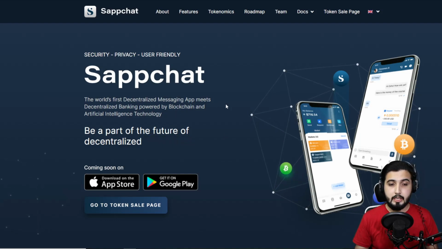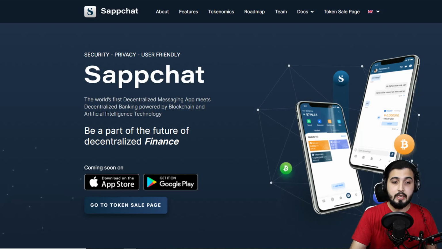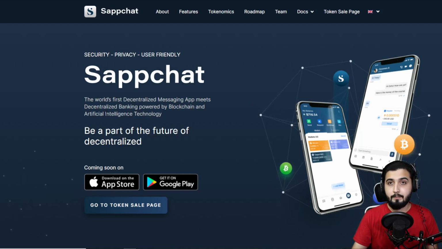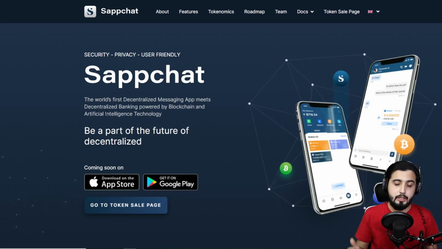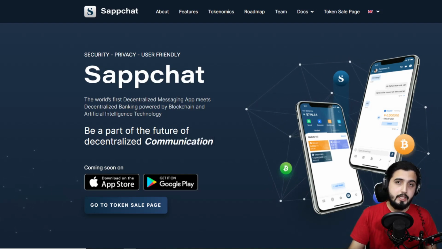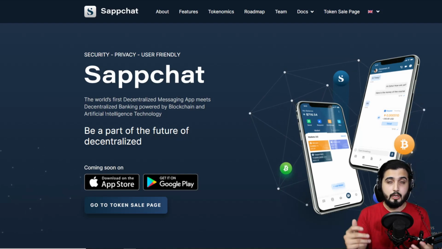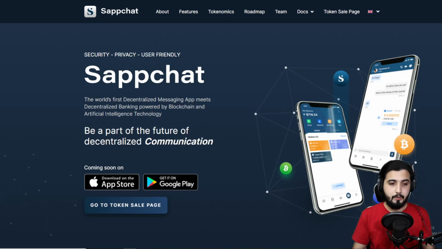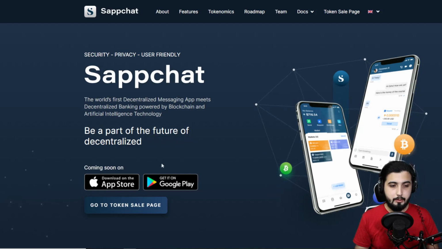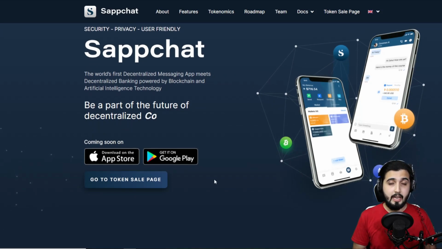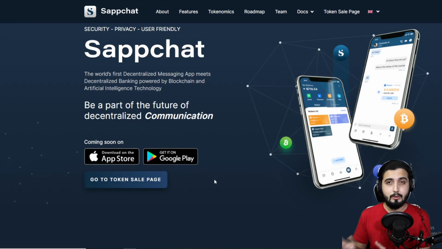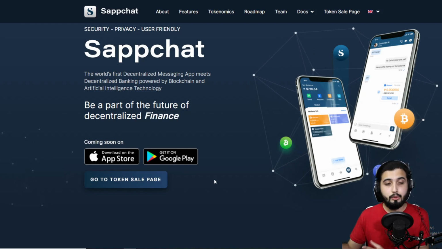The world's first decentralized messaging app meets decentralized banking powered by blockchain and artificial intelligence technology. Now, artificial intelligence is involved in this because you can actually use this app without having to touch anything. You can use it with voice commands. Be a part of the future of decentralized communication. It's coming soon on the Apple App Store and on the Google Play Store for Android.